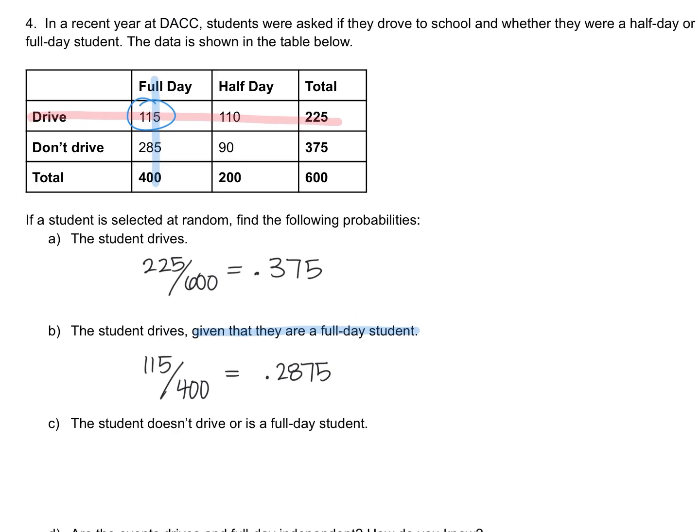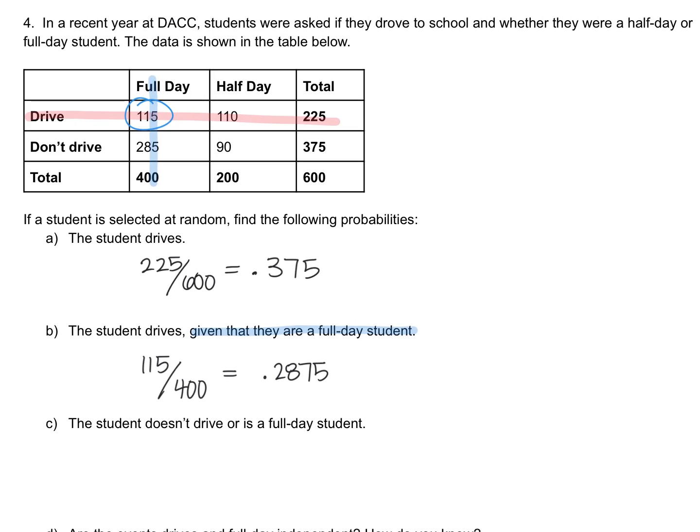The next one says the student doesn't drive or is a full-day student. So we have doesn't drive, and we say or a full-day student, but then we want to subtract the overlap because we don't want to count those students twice. So we start with 375 over 600 plus the 400 over 600, and then we're going to subtract 285 over 600.